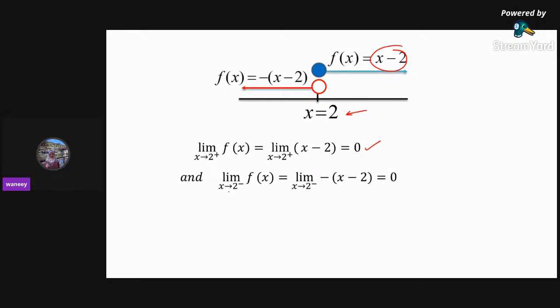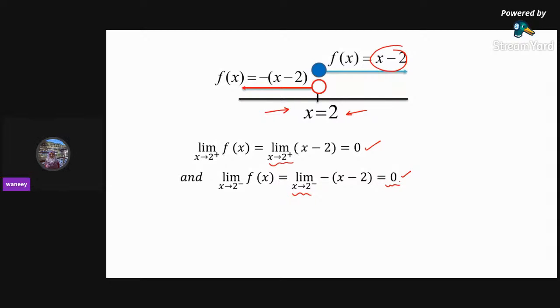Now, the limit as x approaches 2 on the left hand side. So we are approaching 2 on the left hand side. The function is negative x minus 2. So this is the limit as x approaching 2 on the left hand side for the negative x minus 2. Substitute x with 2 again. So we got 2 minus 2 multiply with negative 1. So it will become 0. And then what is the value for them? So basically, on the right hand side, the value is 0. On the left hand side, that is also 0.